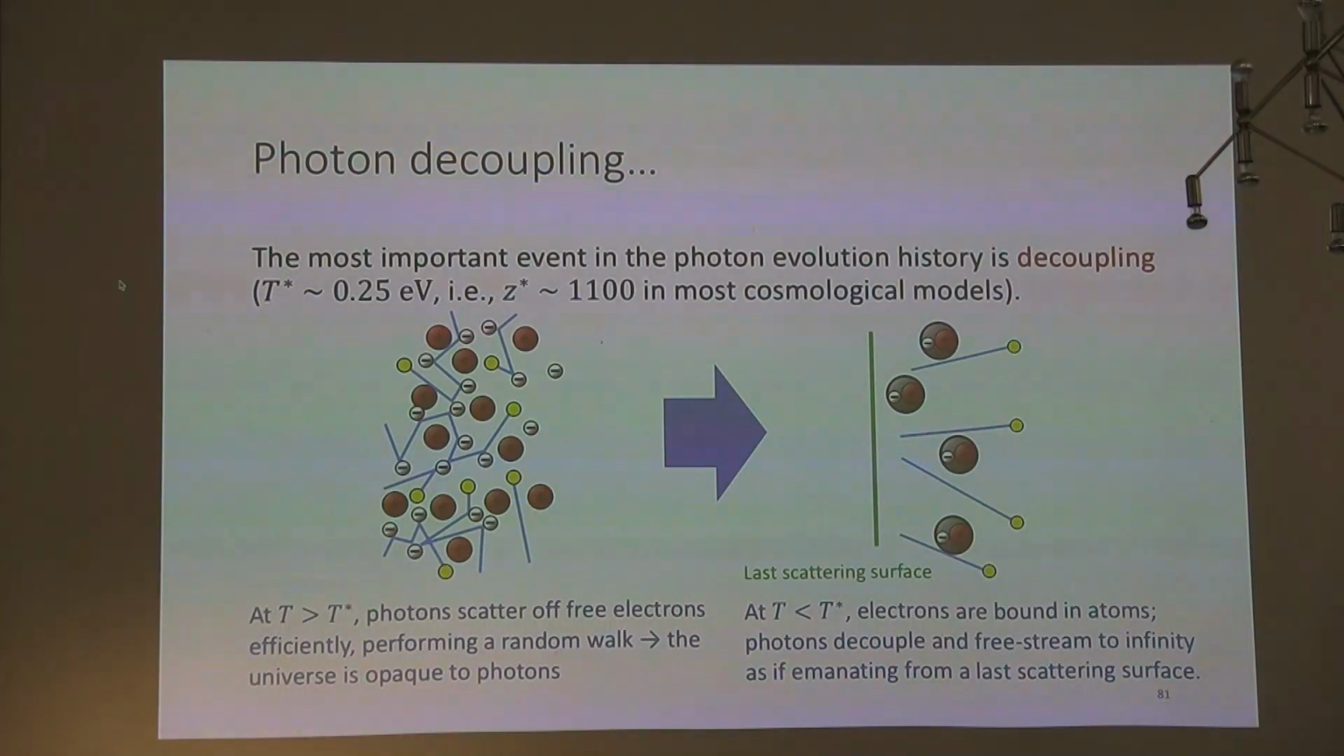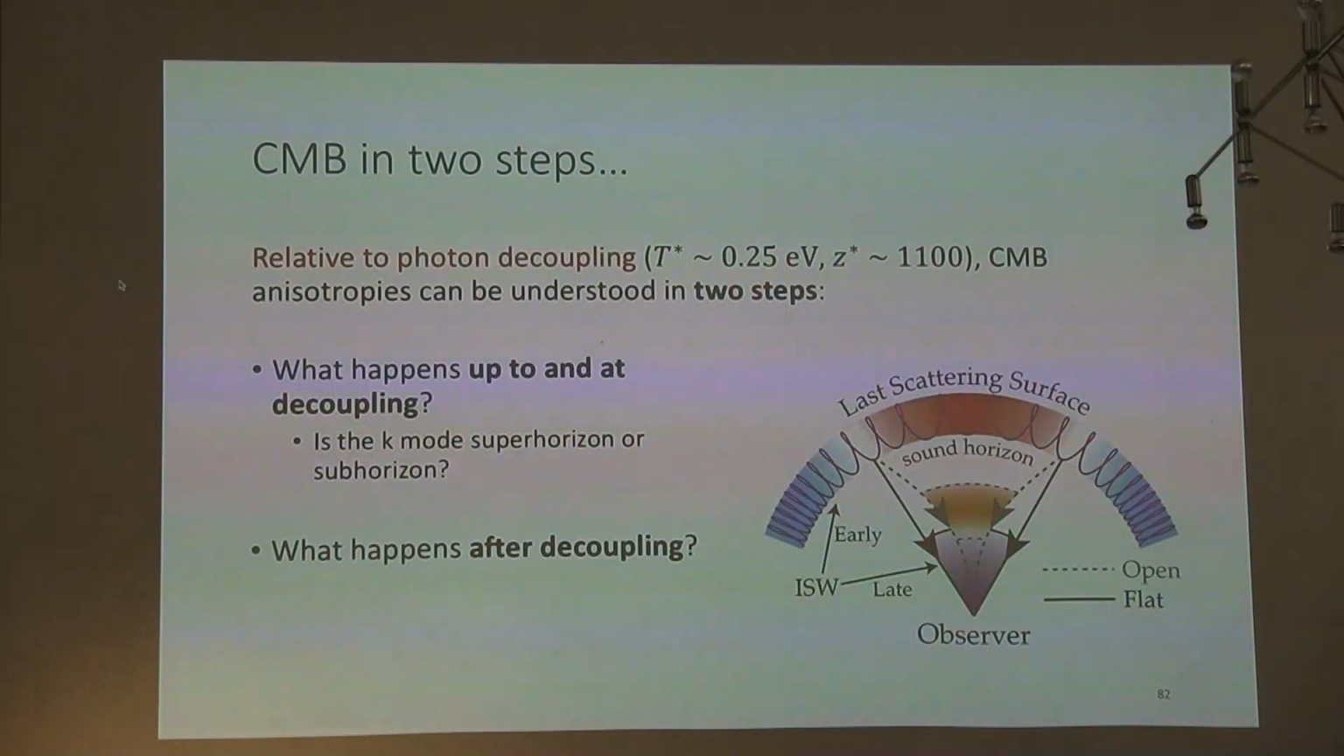So this is the one most important event, photon decoupling, or the last scattering surface. I use these terms kind of interchangeably. What it means is that if I want to think about the CMB, I can essentially think about it in two steps: what happens before photon decoupling and what happens after? In particular, we want to ask what happens to these photons before decoupling on subhorizon scales and superhorizon scales, and so on. Okay? So let's do that.